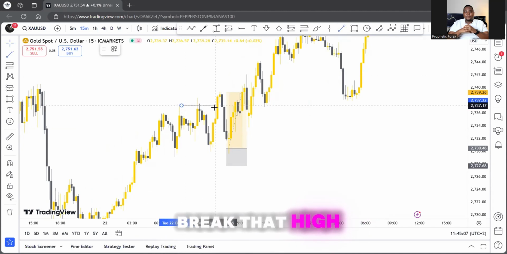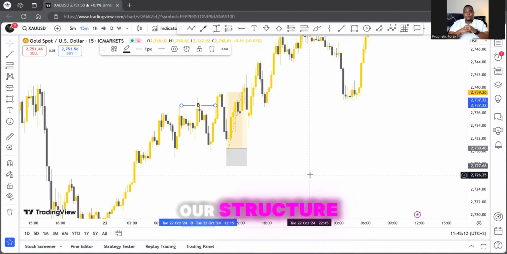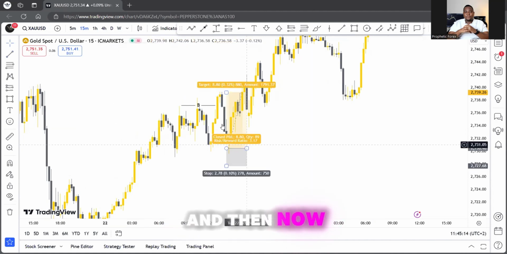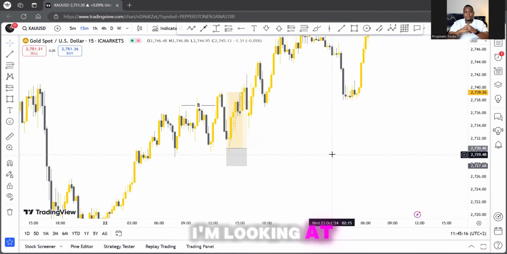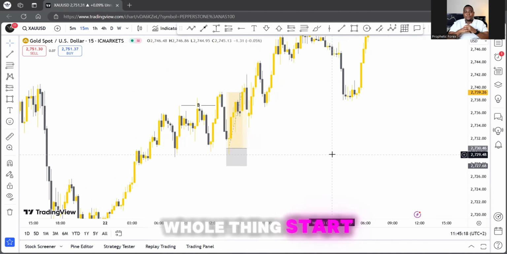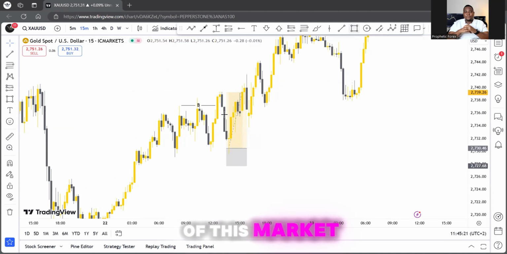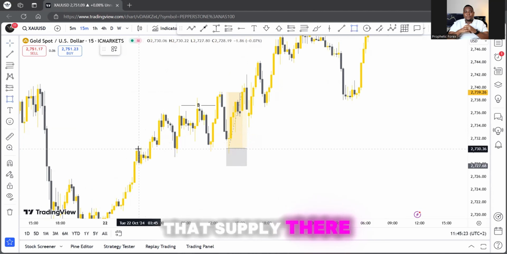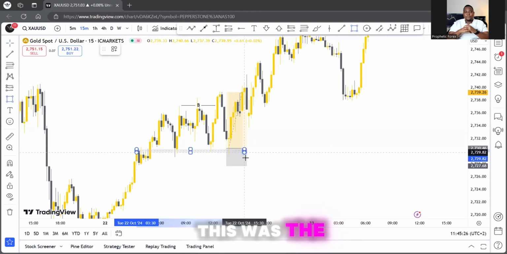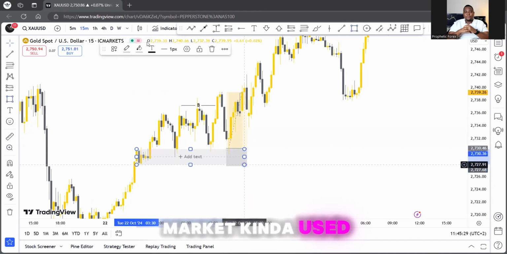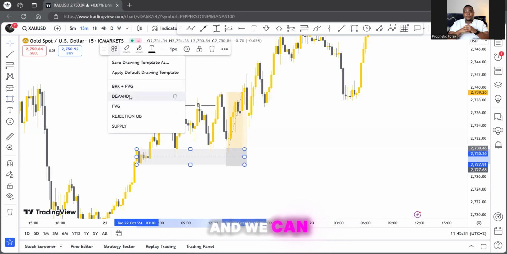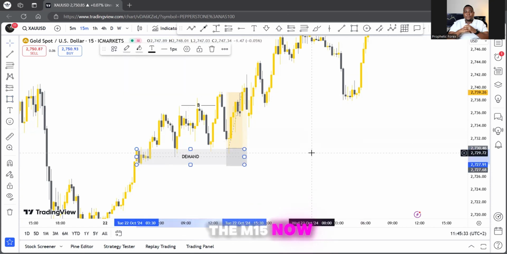break that high. Okay, so we did break this high, and we can label it break of structure, simple as that. And now, as the market pulls back, I'm looking at where this whole thing started, of this market trying to break that supply from the previous. This was the demand that I see that the market kind of used. There we go. And we can see that demand. This is on the M15.